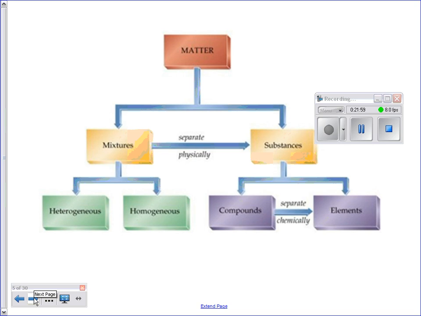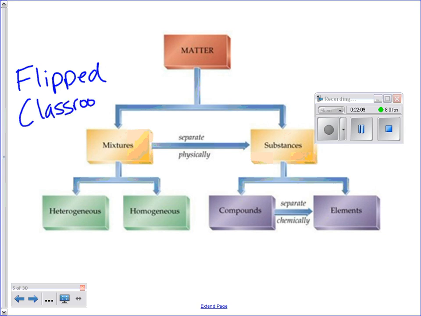Okay, so here's where our flipped classroom comes into play, the new and exciting educational concept that everyone's all about. You guys need to read your books. You need to do your homework problems and review classification of matter and all your physical and chemical changes. That's all in the textbook.